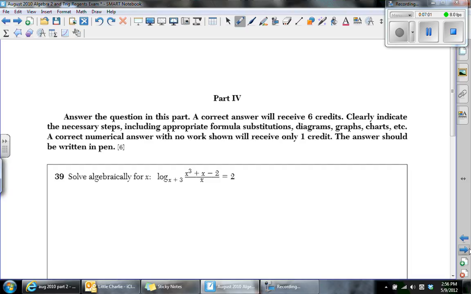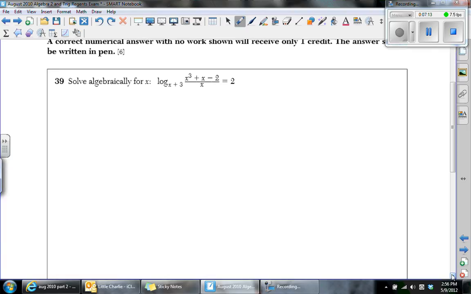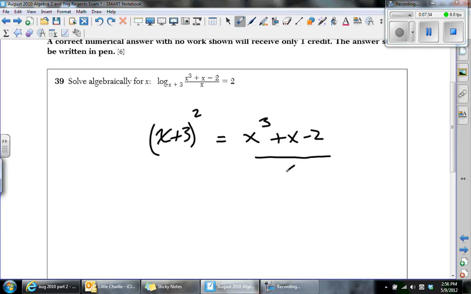Next and last problem. Solve algebraically. You have a log problem where the other side is not equal to a log. Anytime you have that, we have to put it in exponential form. That means it's base to the power, so it's going to be x plus 3 squared equals x to the third plus x minus 2, all over x. We can cross multiply that.